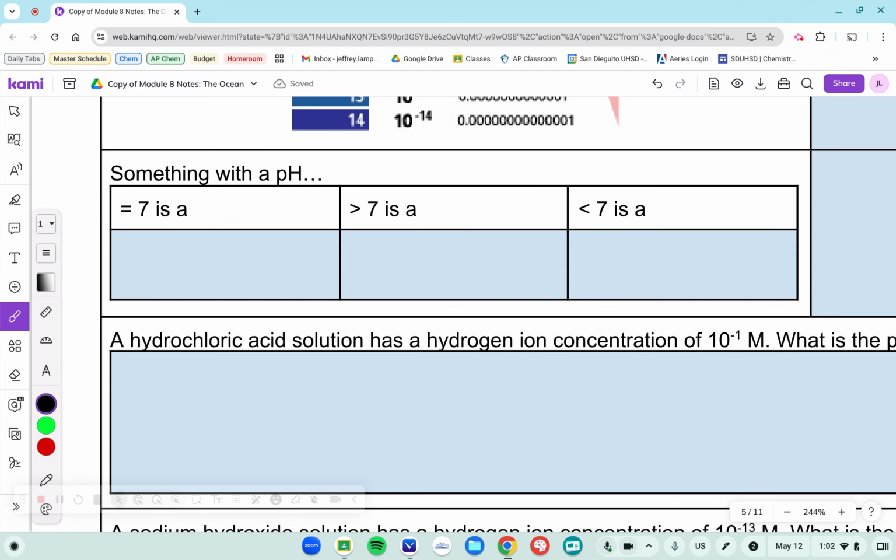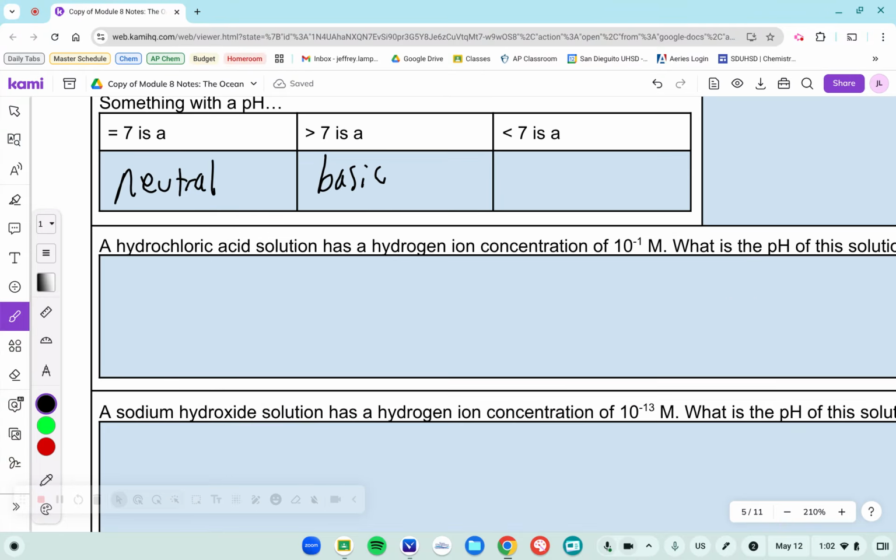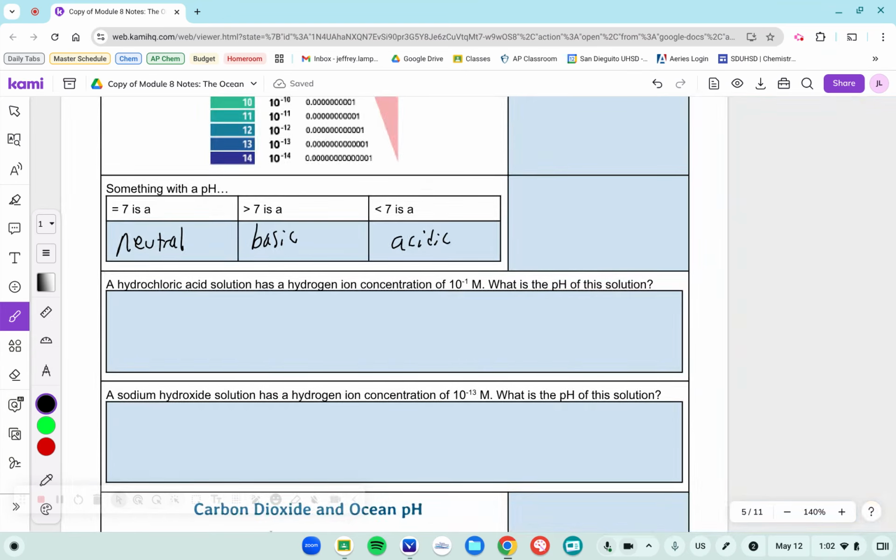All right, let's get our attention back up front. Eyes up here, please. Let's go ahead and go through this one. If pH is at 7, that means it is neutral. If pH is greater than 7, that would mean that we have a basic solution. And if pH is less than 7, that means we have an acidic solution. All right, questions on this so far?